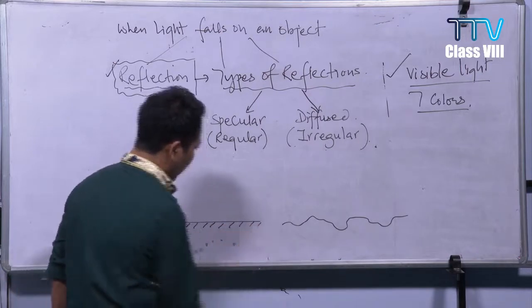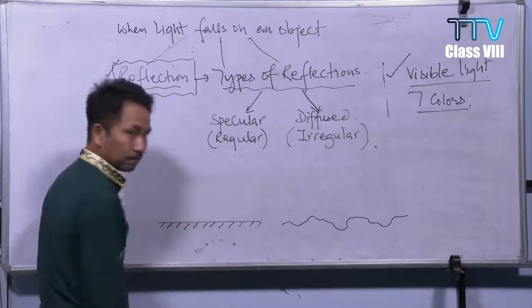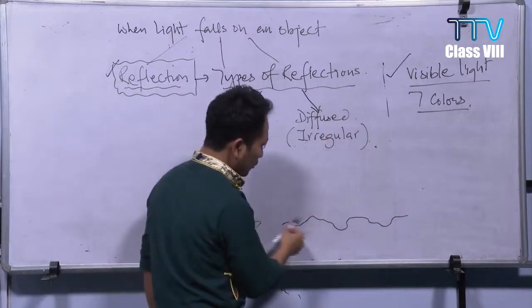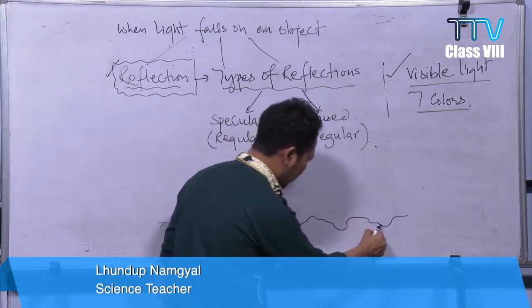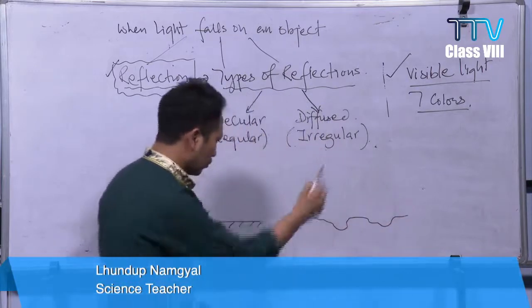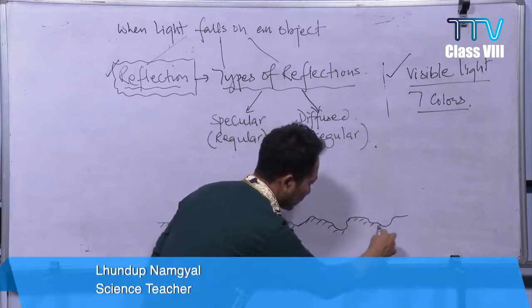Specular reflection occurs when the surface of the object is very smooth. Diffuse reflection occurs when the surface is quite rough, it's undulating, it's very rough. So that's your surface which is very rough indeed.